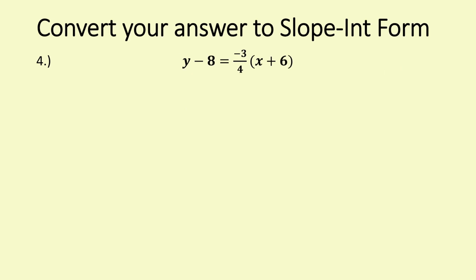Lastly, we're going to switch this to slope-intercept form. Unfortunately, there's no way to avoid fractions here. We're going to need to distribute to get rid of these parentheses. So when we do that, remember we're going to do top times top, bottom times bottom, and that gives us negative 18/4. This we could simplify, so I'm going to do that here.